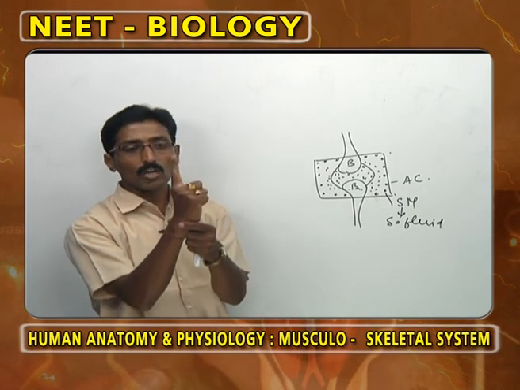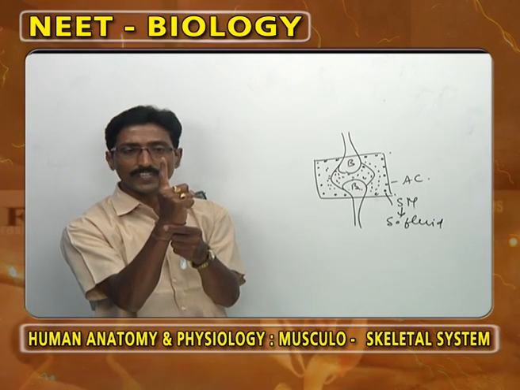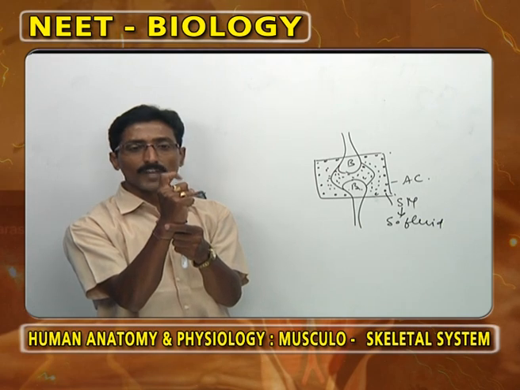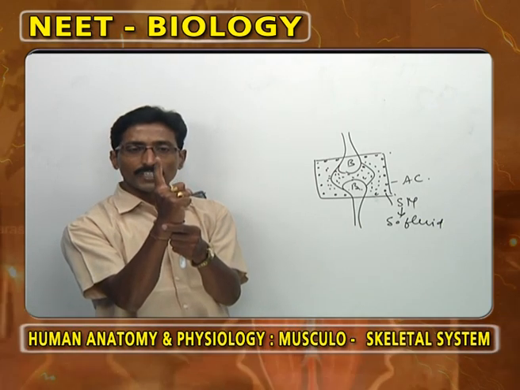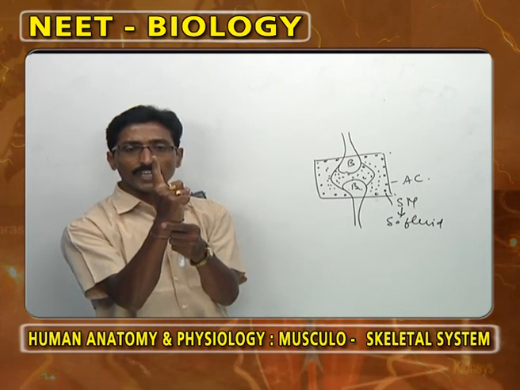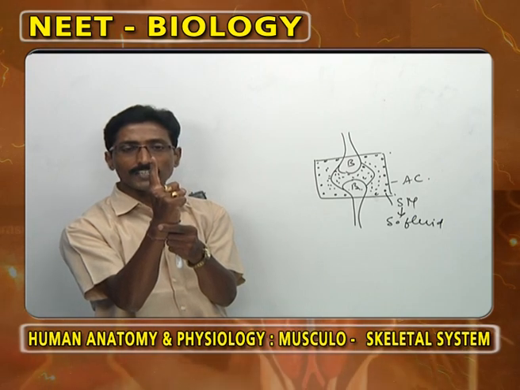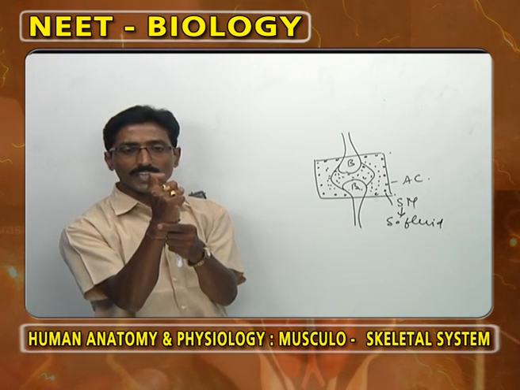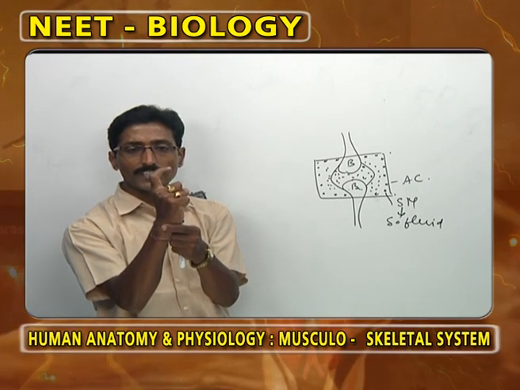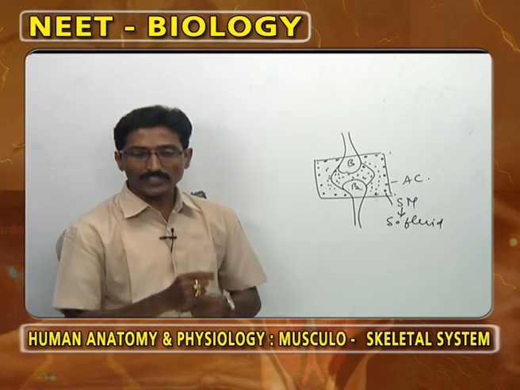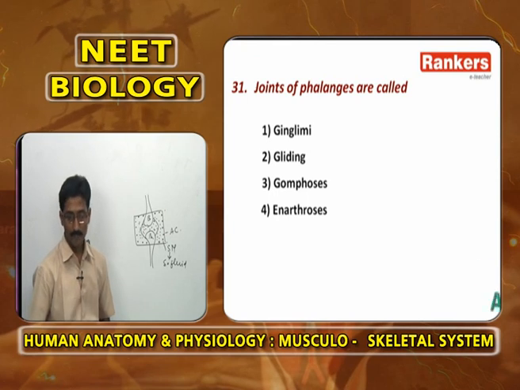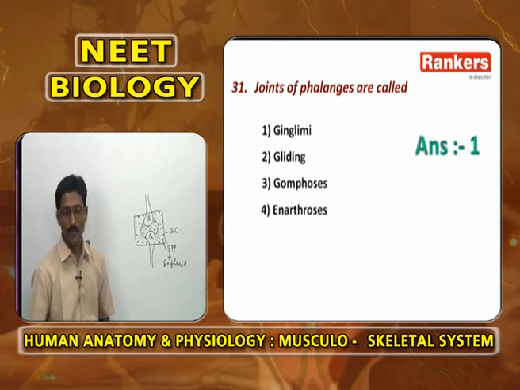Hinge joint. Now, the bones in the fingers or toes exhibit movement only in one direction. If it moves this way, the angle decreases. In this stage, the angle increases. So, the joint in the phalanges exhibits movement only in one direction. That is called hinge joint. The other name of hinge joint is ginglymus. Now we go for the next question.